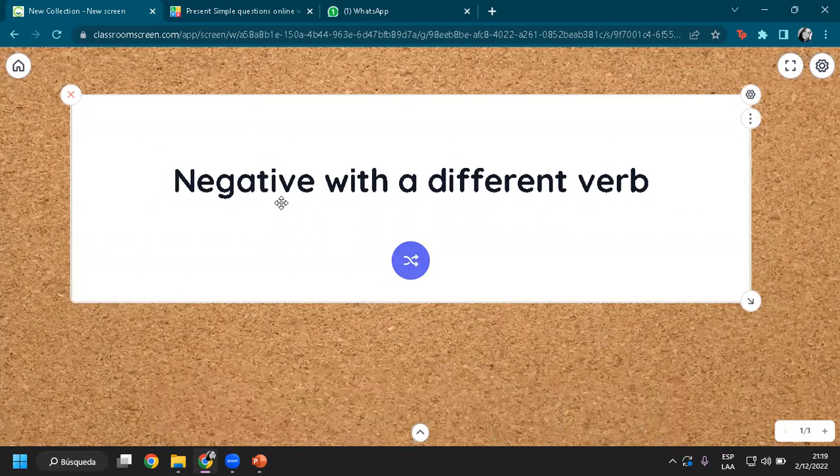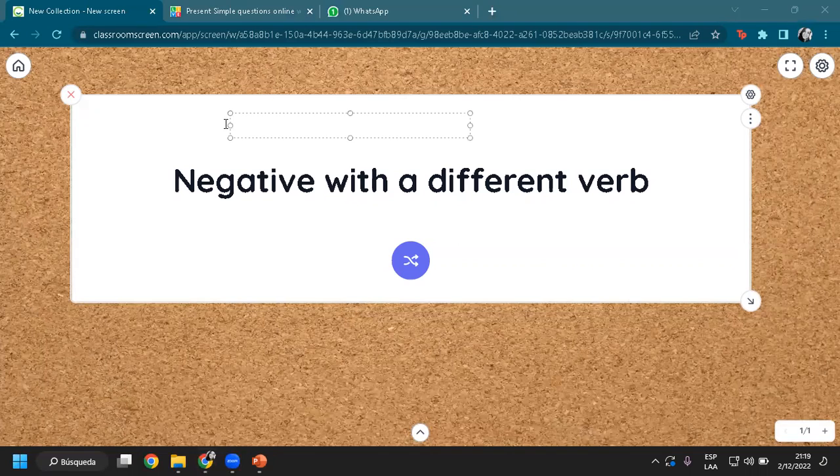Okay, ¿qué dice la oración? Dice negative con un verbo diferente. Significa que ustedes van a tener que decirme una oración en negativo usando un verbo que no sea el verbo to be. A ver, can you give me a sentence in negative with a different verb? Remember, ¿cuál es la estructura que tenemos que seguir en negative con un verbo diferente? Necesito un subject y después auxiliary, ya sea don't or doesn't, y después el verbo, and then the complement.